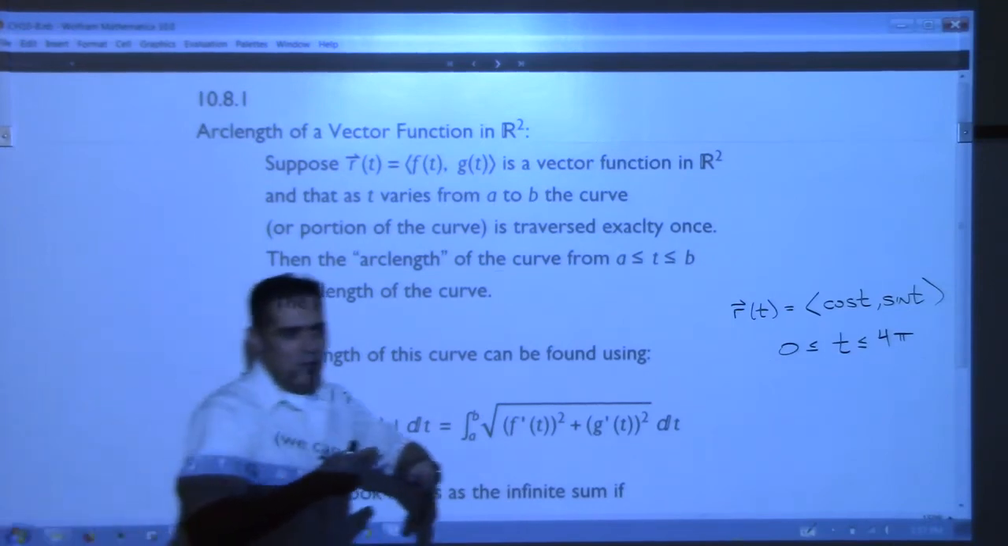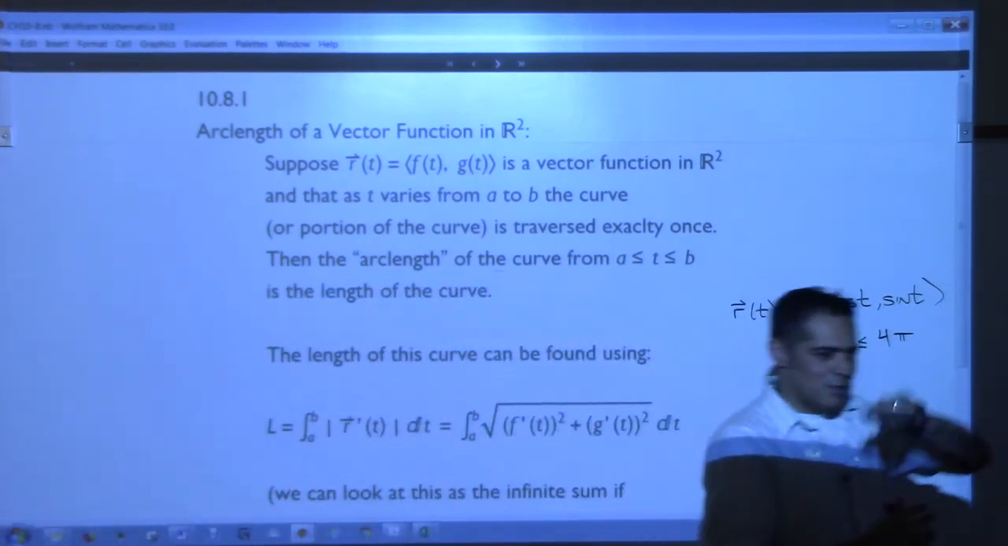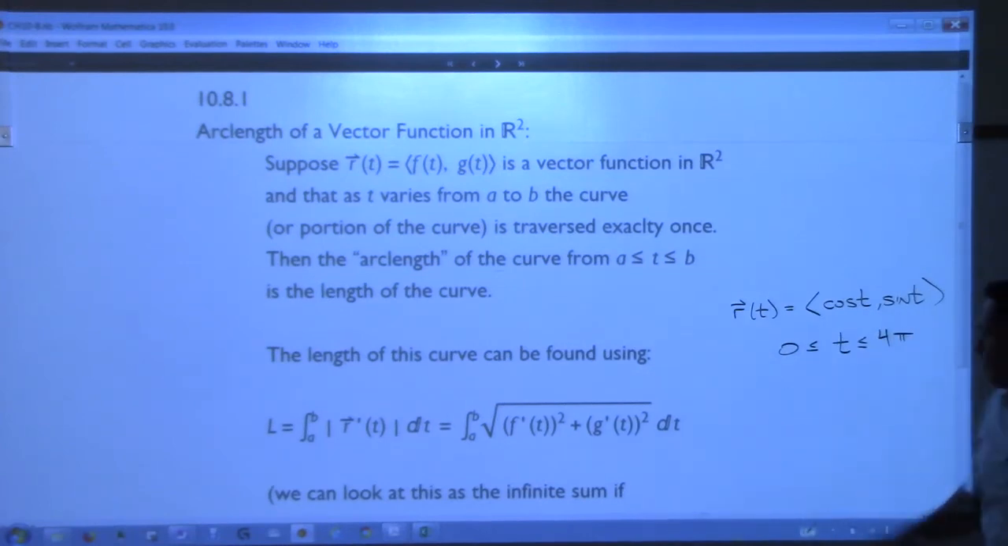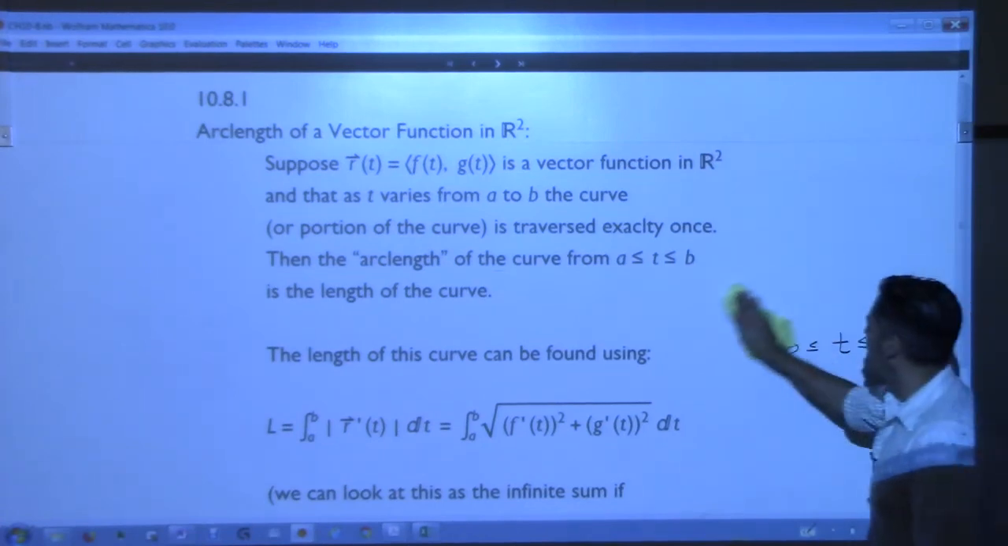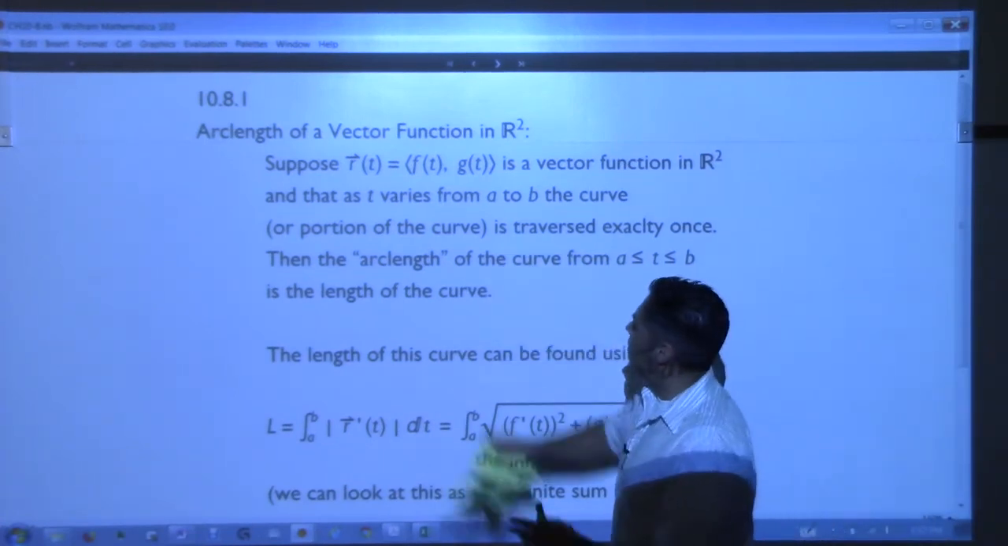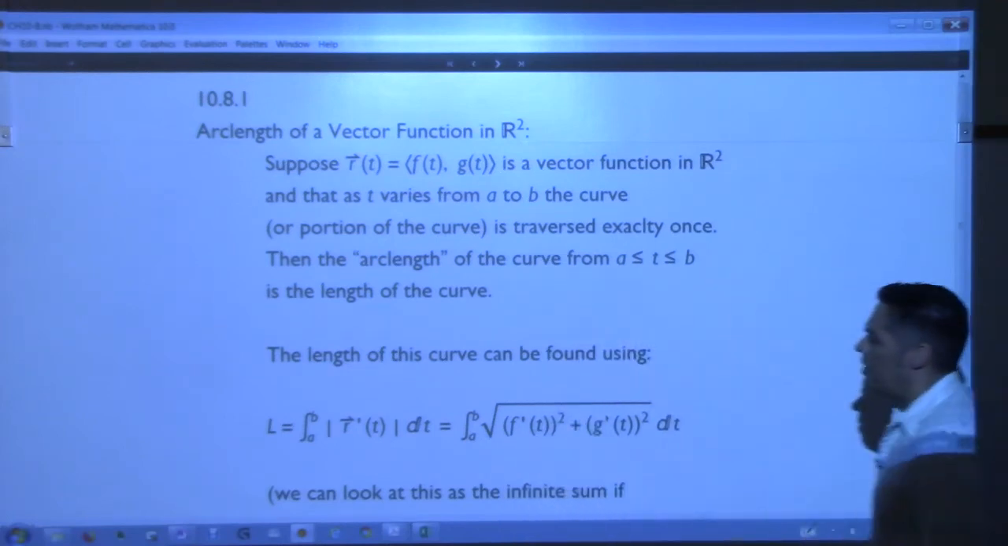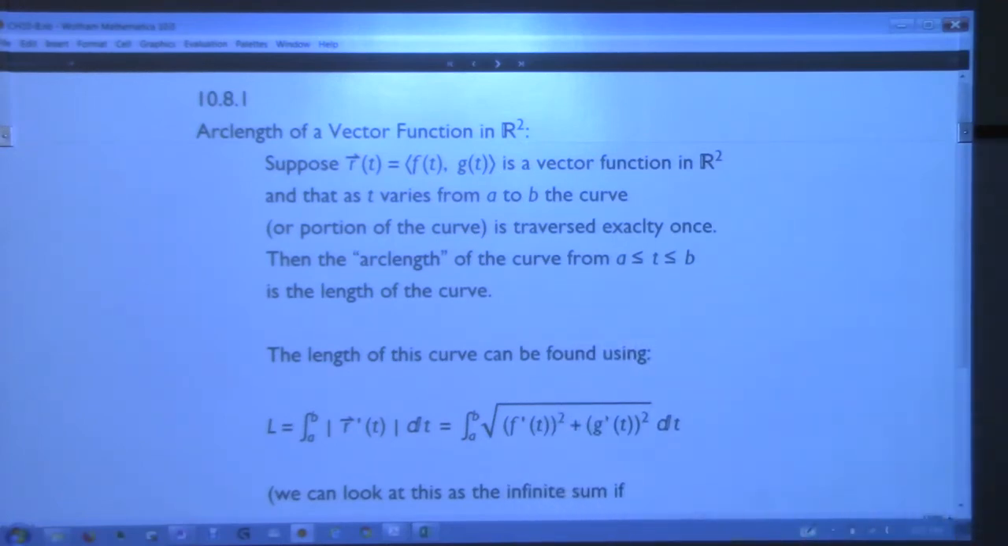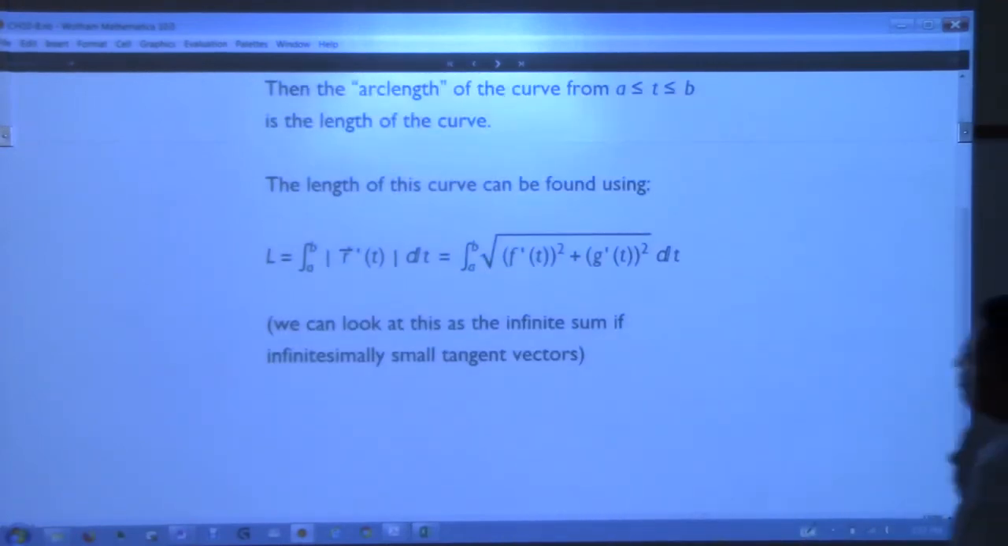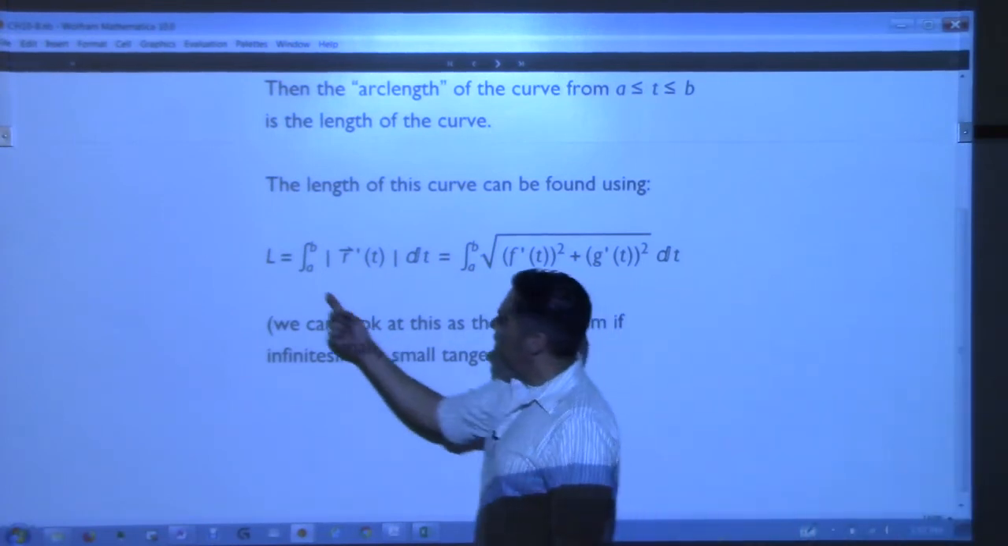So what we'd have to do is figure out what it takes to traverse once, and then determine, ah, wait, we just go to 2 pi, and that'll be our arc length. Does that make sense? So long as we are traversing the curve only one time, then here's the formula. It's a beautiful formula. Look at it. Integral from a to b.